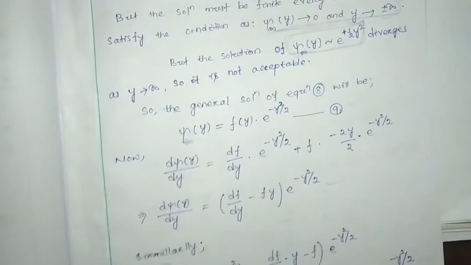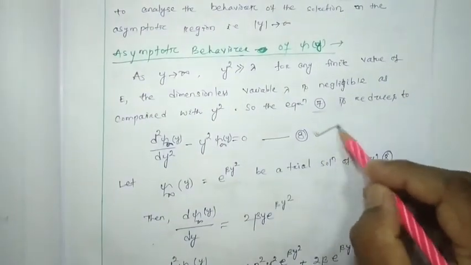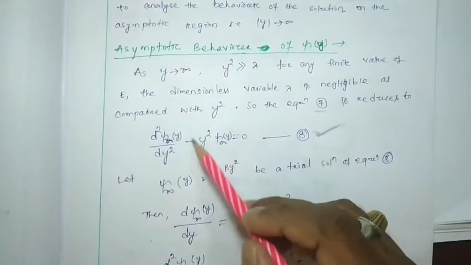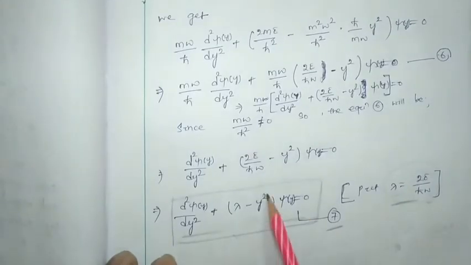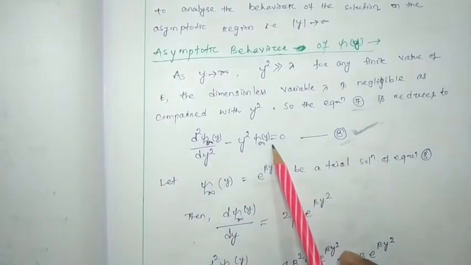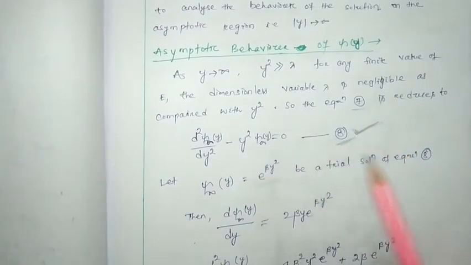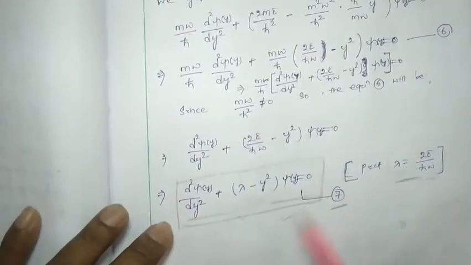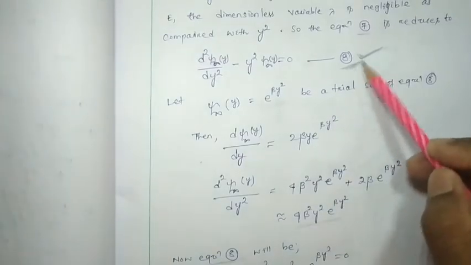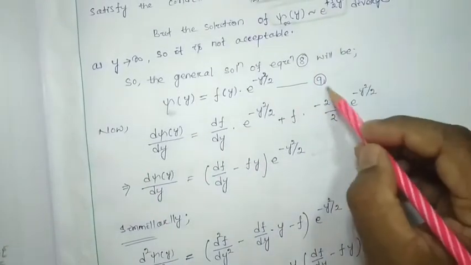Now you just see this equation. When we consider y tends to infinite for equation number 7, we found equation number 8. So whatever the solution for equation number 8, that will also be the solution of equation number 7. Here we got the solution from equation number 8 by considering the boundary condition, that is equation number 9.